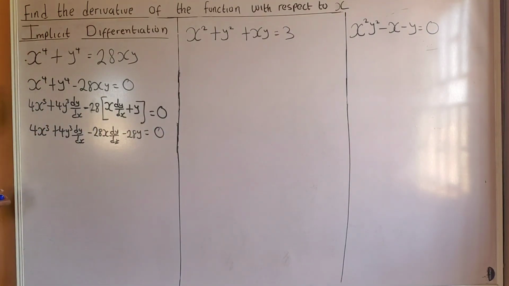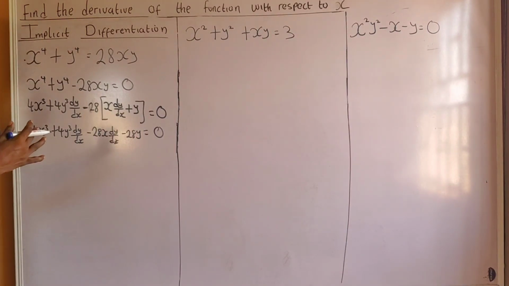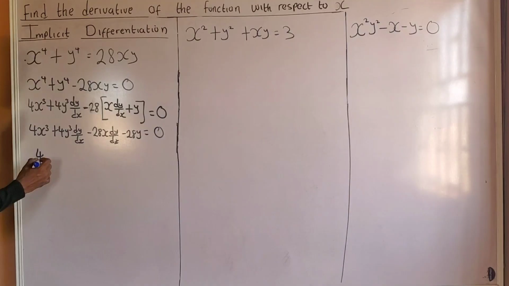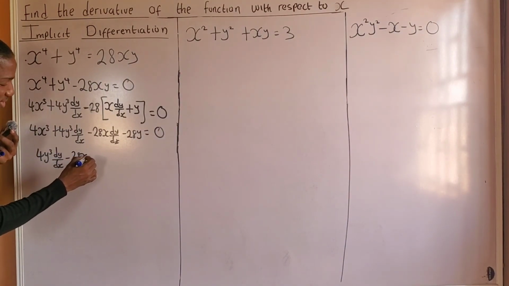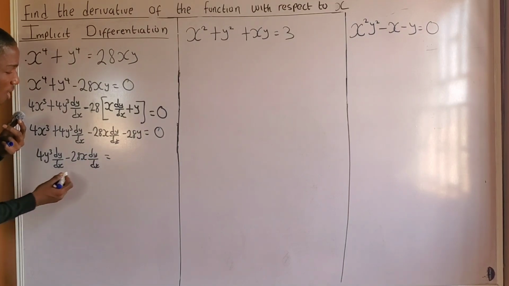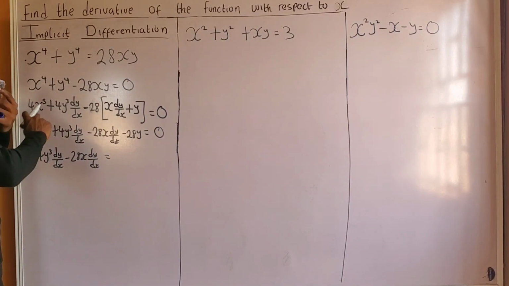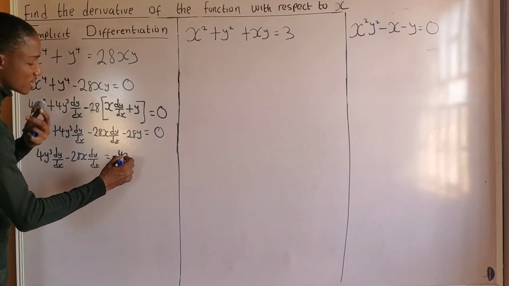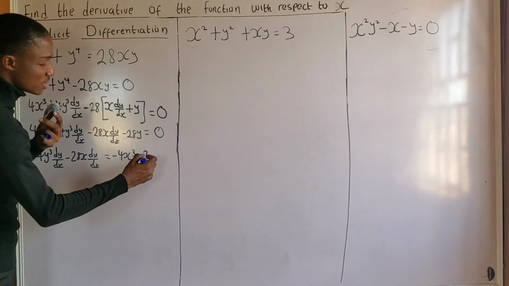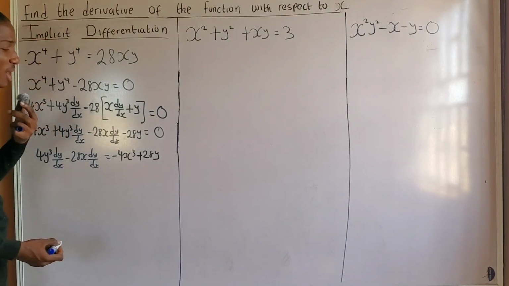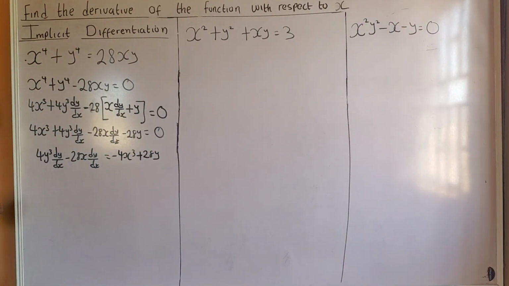Are you there? Now, having gotten to this point, the next step is that collect like terms. Are you getting it? Separate the term that is attached to dy/dx. So for this, I'm going to have 4y raised to the power of 3 dy/dx minus 28x dy/dx equals to, now this 4x to the power of 3, take it to the right hand side, is going to become negative 4x to the power of 3. Also, this negative 28y, take it to the right hand side, I'm going to have positive 28y because the sign is going to change.